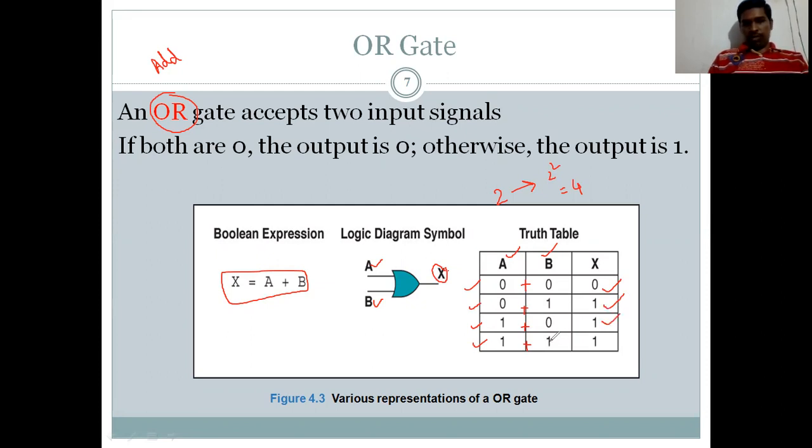But in the case of the last one, 1 plus 1, in Boolean algebra, when you add two ones, always the output will be 1. Whereas in the case of a binary addition, if you add 1 plus 1, you will get 0 with carry 1. But this case is different. This is your binary addition, but this is Boolean algebra addition, the OR operation. So when you add 1 plus 1 in Boolean algebra, always your output will be 1. Please make note of this.